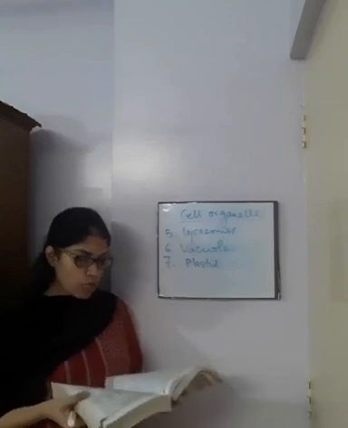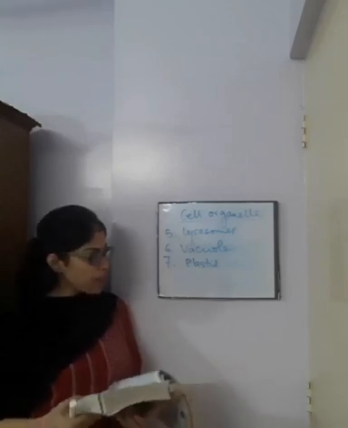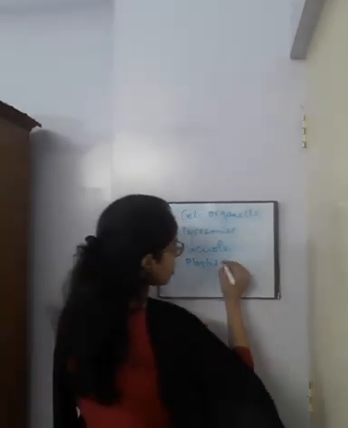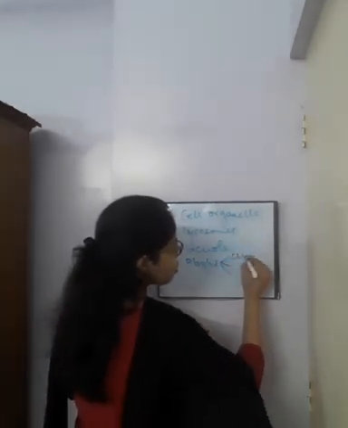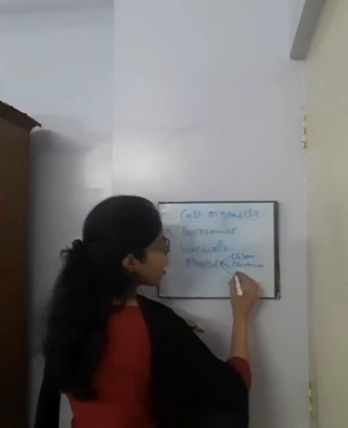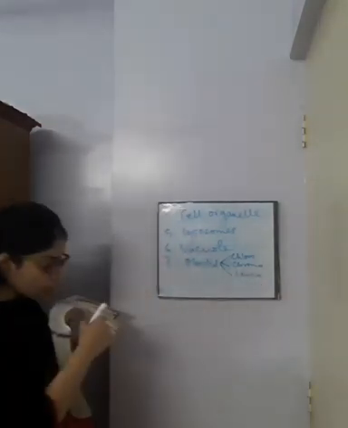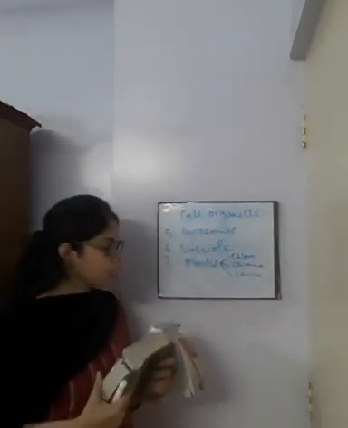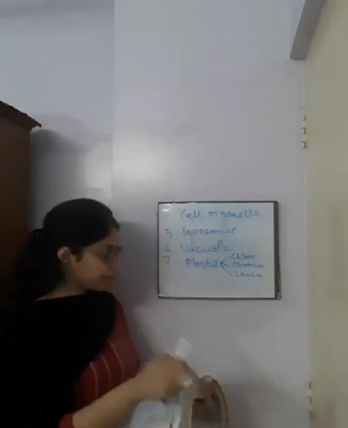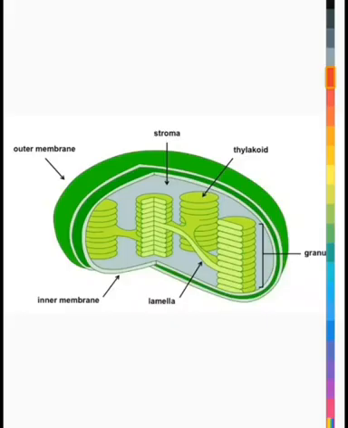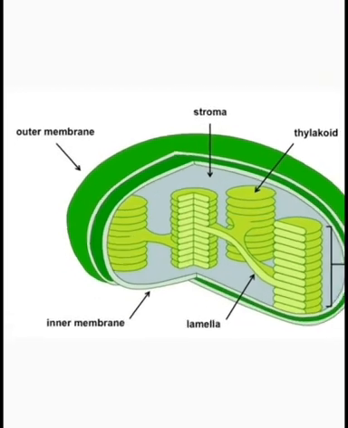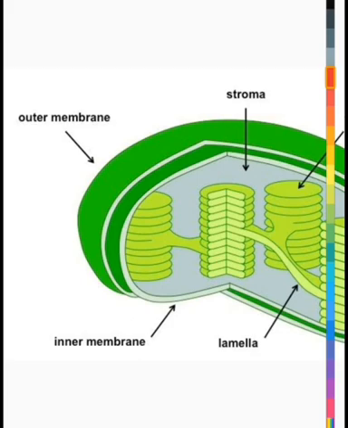Coming to the first one, let me write down the types here: chloro, chromo and leuco. These are the three types. We will discuss all three in detail and also their functions. Starting with chloroplast, this is the internal structure of the chloroplast. As you can see, the chloroplast also has two membranes, the outer membrane and the inner membrane.